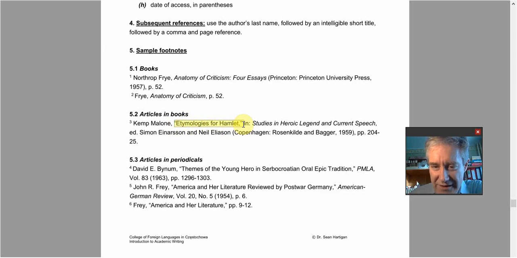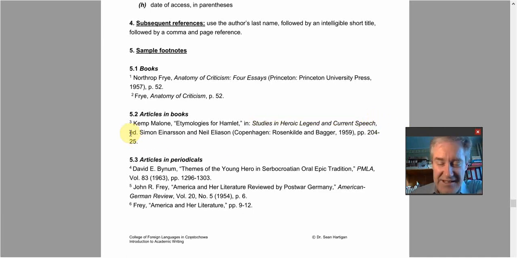Now you notice the title of the article is not in italics. It's in quotation marks, or inverted commas, as they say in Britain, here and here. So there's the title of the article, and a comma inside the quotation marks, interestingly, right here. And then we have "in" with a colon, and that means which book is this article in. Then we have the title of the book, Studies in Heroic Legend and Current Speech, comma.